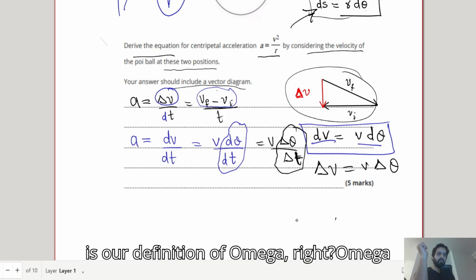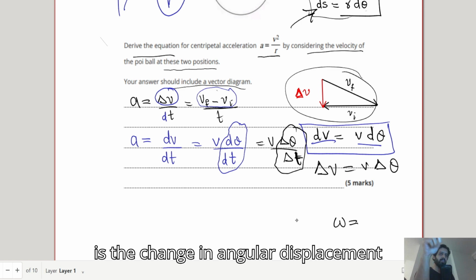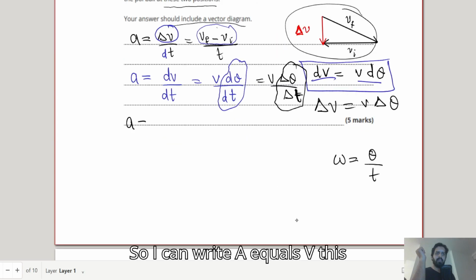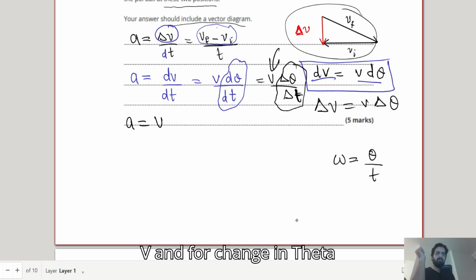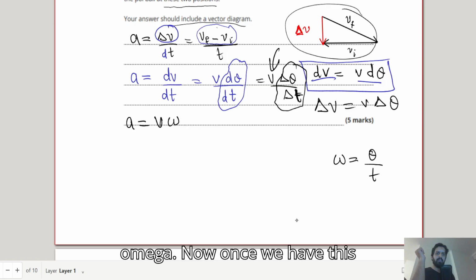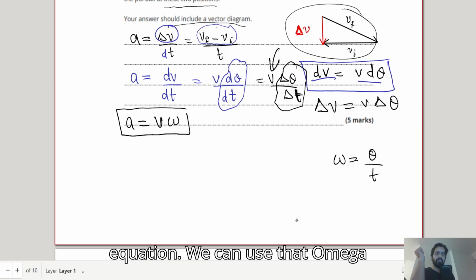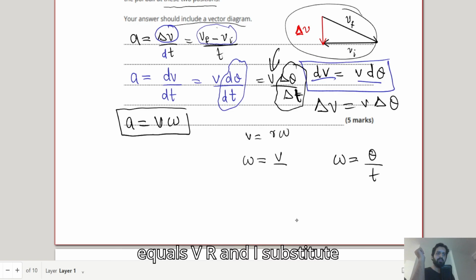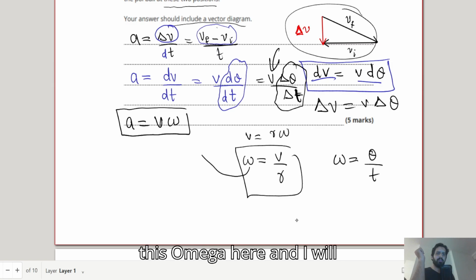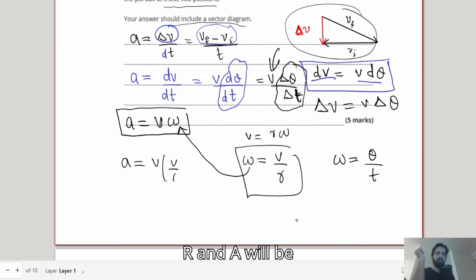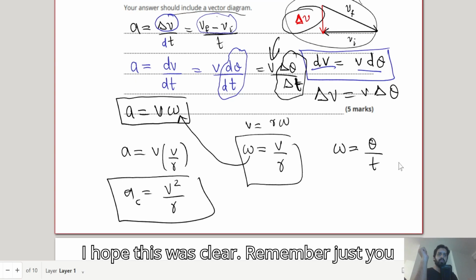This is our definition of omega, right? Omega is the change in angular displacement over time. So theta divided by time. So I can write A equals V, and for change in theta divided by time, angular displacement over time, I can write omega. Now, once we have this equation, since V equals R omega, omega equals V divided by R, and I substitute this omega here, and I will get A equals V, and for omega, I can write V over R, and A will be V squared divided by R. I hope this was clear.